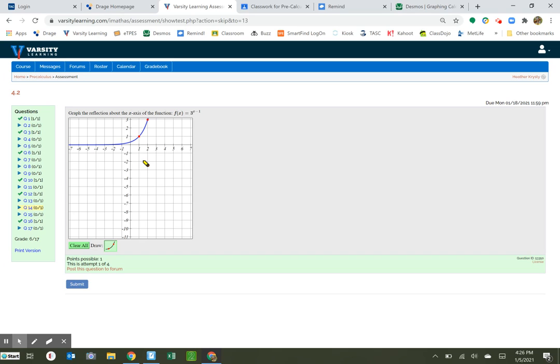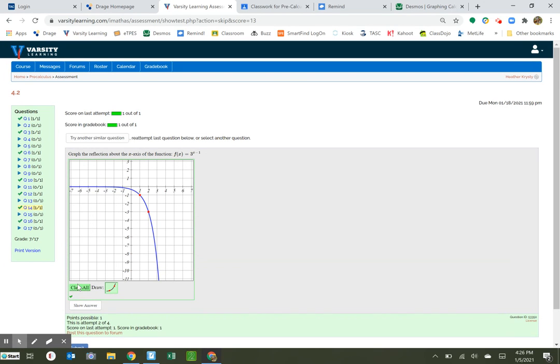Okay. Now I have to reflect it about the x-axis. So these are both going to pop down to the negative values. So -3. Ooh. Okay. Hopefully that's correct. All right. So there you go. Okay. So that's how those are working.